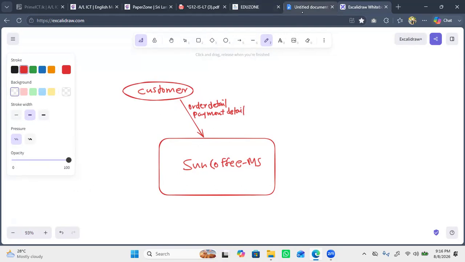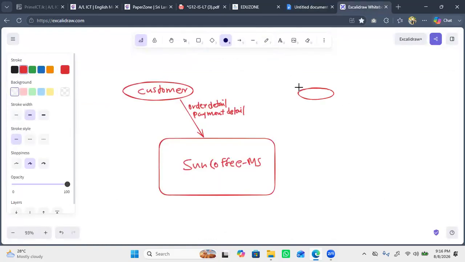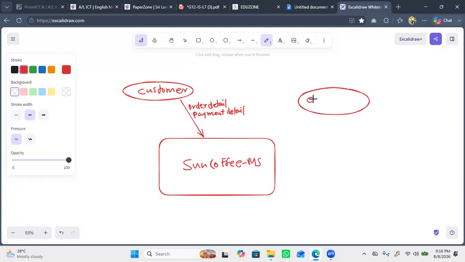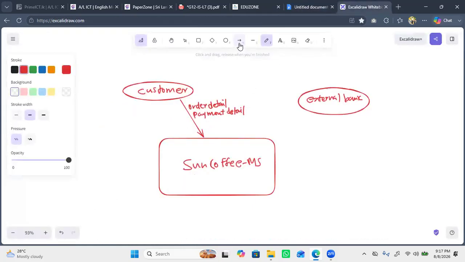Okay, right. After that, let's come to the question again. Payment to the system. The system processes the payment with the external bank, another external entity. Whom? External bank. Okay, fully clear. Then what is it doing? The system processes the payment with the external bank. The payment details that the system got, it gives to the bank. Payment details.